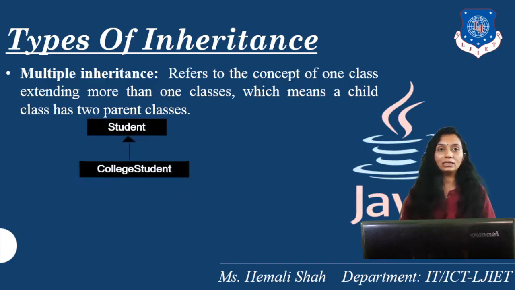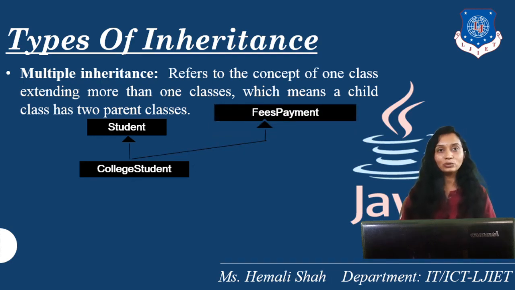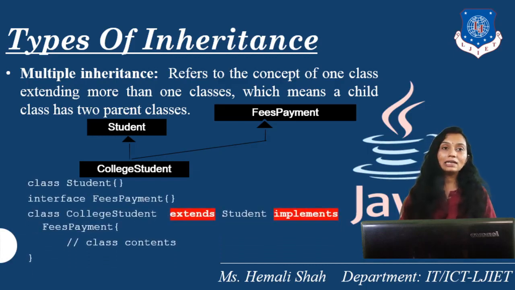Say for example, this college student class extends from the student as well as the fees payment class. So here this college student class has more than one parent, one is student and another is fees payment. This you can only achieve by using the concept of interface. So here you have to make at least one an interface and at least one a class, right? So class student, interface fees payment, and your definition of the college student will look like this.